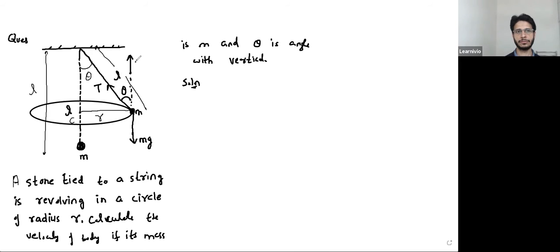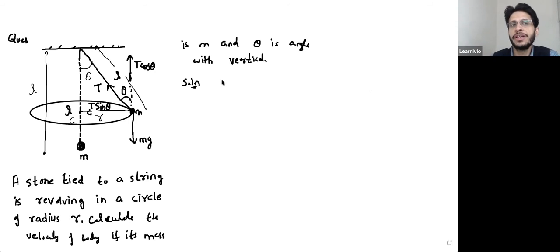What's the component of tension T in this direction? T cos theta. And in this direction, this will be T sin theta. Note this tension is not given. So this T should not be in your answer.